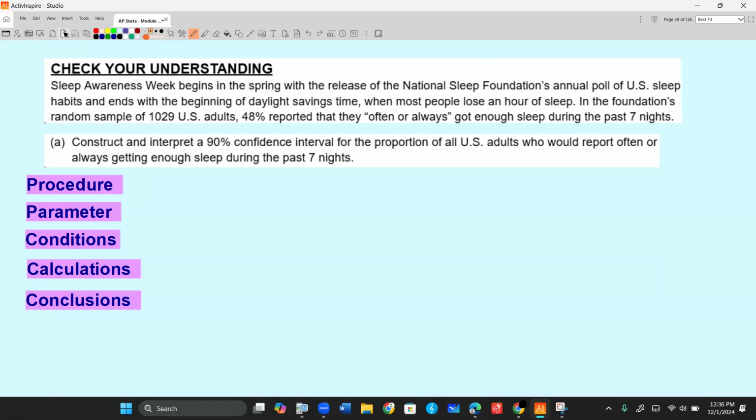Here we go. So the first thing is we want to make sure we list out the things we're going to do. So we're going to name the procedure, identify the parameter, check the conditions, do the calculations, and write our conclusion. Anytime you see construct and interpret, that's what you're doing over here.